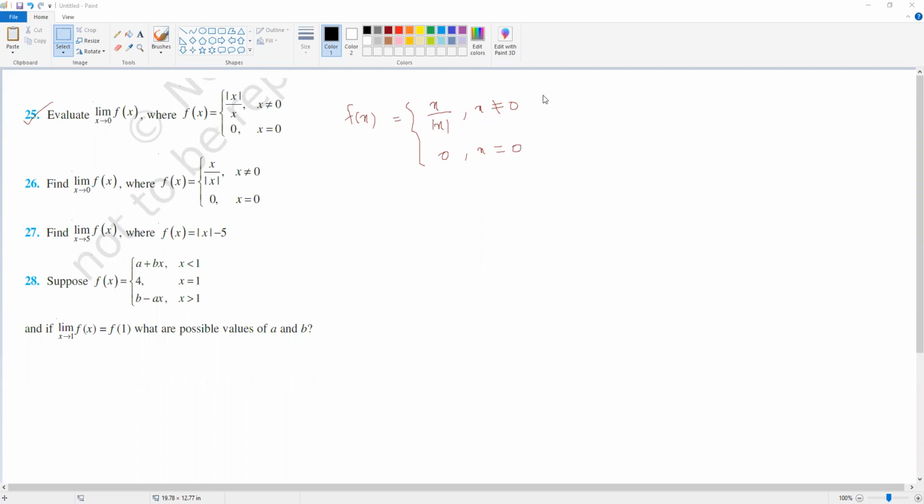I told you we have to remove that mod x symbol. So mod x symbol remove करने के लिए mod x का definition use करना. Mod x का value x itself है when x is greater than or equal to 0, equal to minus x है if x is less than 0.